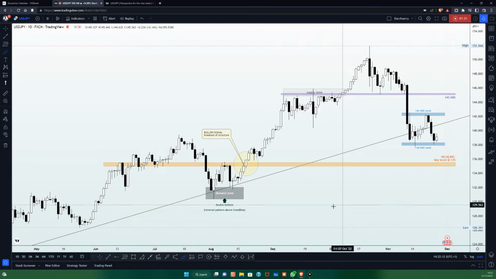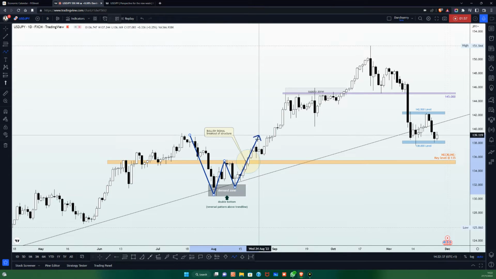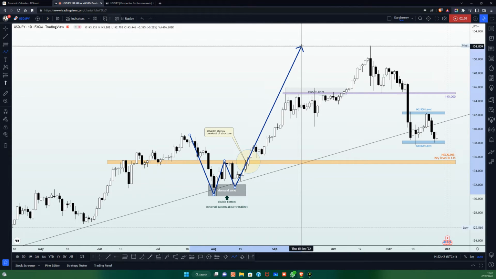If we zoom into the current structure, that is between the month of June and now, you can see that we had a key level at the 135 level, which was serving as a neckline of a reversal pattern we identified in the month of August. The reversal pattern came in the form of a double bottom structure. We saw the second touch before the breakout of the structure happened in the month of August, and since then price climbed to as far as the 152 Japanese yen level.